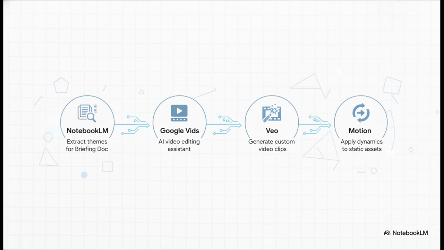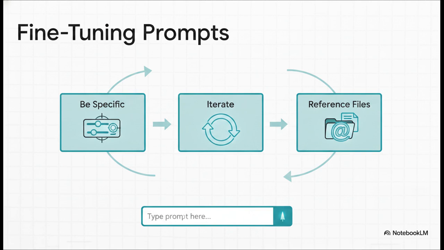Within Vids, you can use text prompts with Google's advanced model Veo to actually generate custom tailored video clips specifically for your project. And to keep the viewer completely engaged, you can apply dynamic motion to your existing static brand assets. It literally turns static images into dynamic viewing experiences. So, the crucial point to remember to get the absolute best out of this workflow. Keep these principles in mind.